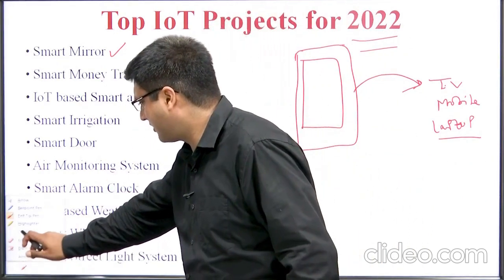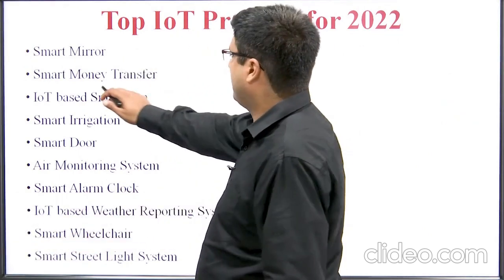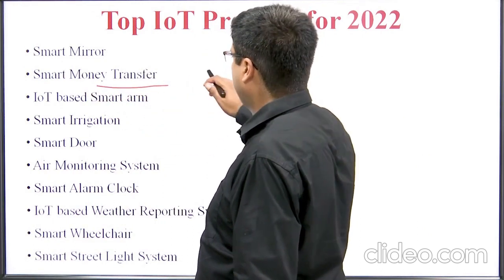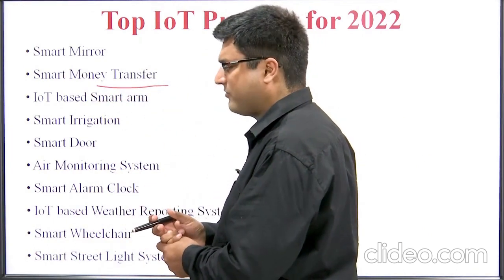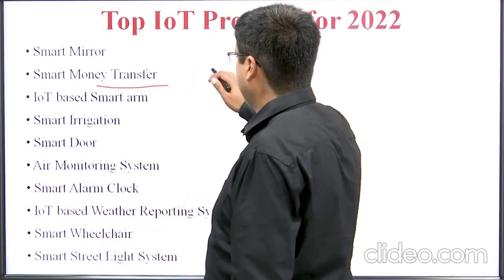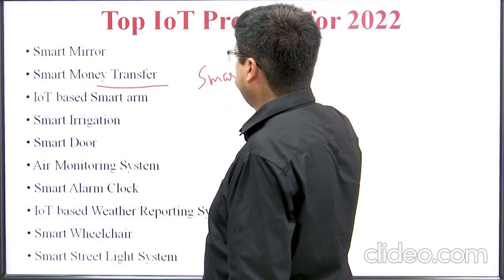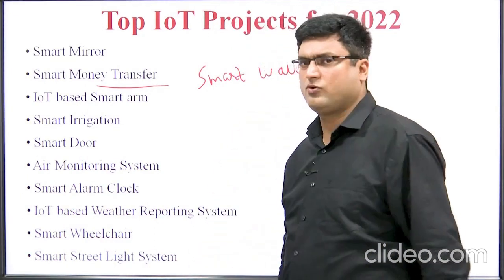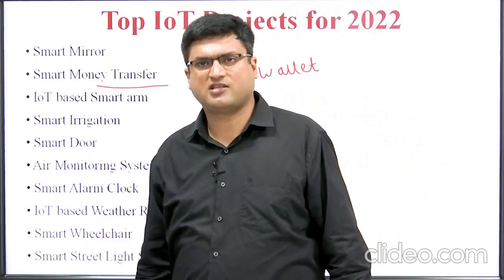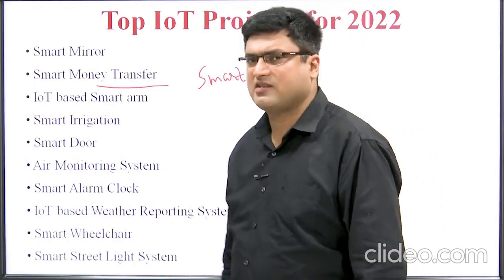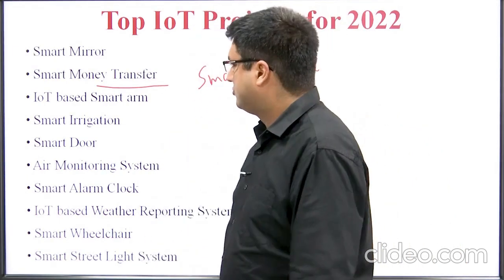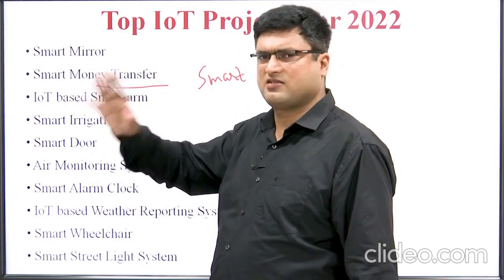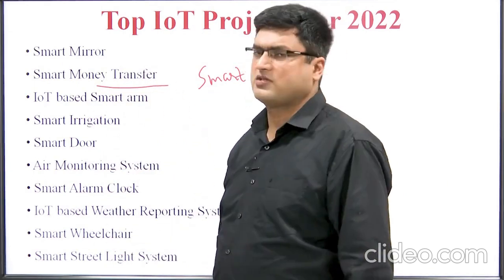What is the meaning of smart money transfer? Here we are using the concept of wireless technologies, so money can be transferred without contact between the card and the machine. Smart money transfer means that we are using the concept of a smart wallet. A smart wallet is a wallet which can do transactions wirelessly according to the need of the person. Authentication is also required. You can search Google for more related information on smart money transfer.